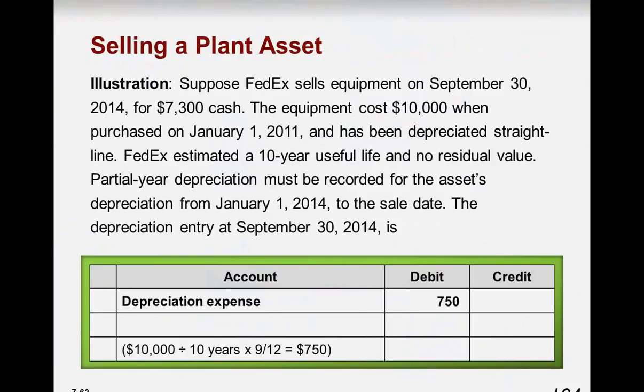So a few more examples here. We sold equipment on September 30th for $7,300 cash. The equipment cost $10,000 when purchased, and it's been depreciated straight line with a 10-year life and no residual value. So basically $1,000 a year. Partial year depreciation must be recorded for the 9 months. So that's what the $750 is, 9 months of the $1,000.